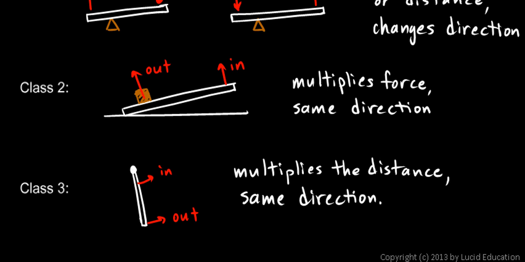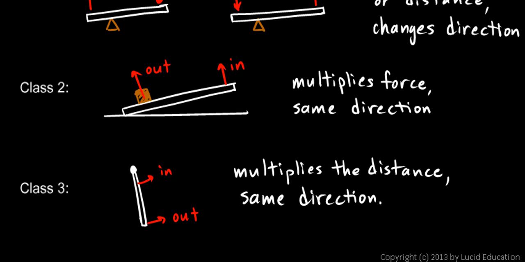A simple example. Now this classification, class 1, class 2, and class 3, I don't think is particularly useful. I'm not going to make a big deal about that, but you should just know that those exist. When you hear someone talking about a class 2 lever or a class 3 lever, they're just talking about one of these types of levers, and these are the specific variations on a lever.